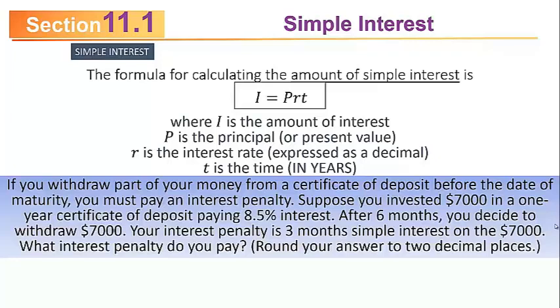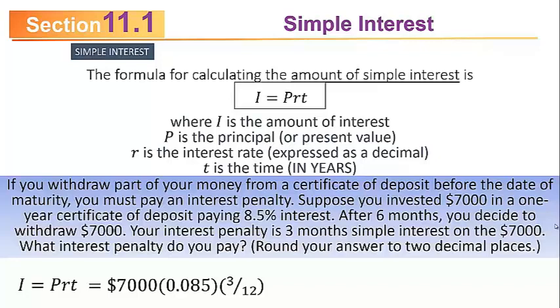Now that problem is very wordy, but if you just read one of those very last sentences, that's really all you really need to know to do the calculation. It says your interest penalty is 3 months simple interest on the $7,000. So all you need to do is take your interest formula, capital I is equal to capital P R T, and figure out what the amount of interest would be on that.